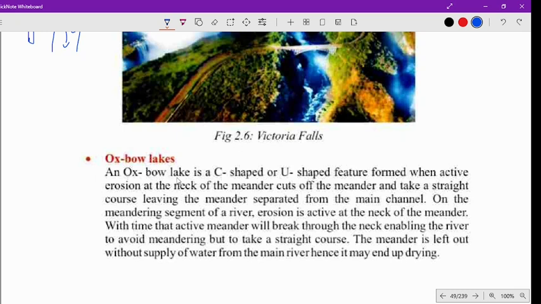Oxbow Lake. An oxbow lake is a C-shaped or U-shaped feature formed by active erosion at the neck of a meander. In river studies, a meander is just a bend. When the river cuts off the meander and takes a straight course, leaving the meander separated from the meandering segment of the river, erosion is active at the neck of the meander. With time, that active erosion will break through the neck, enabling the river to avoid bending and make a straight course. The meander is left without supply of water from the main river, hence it ends up drying.